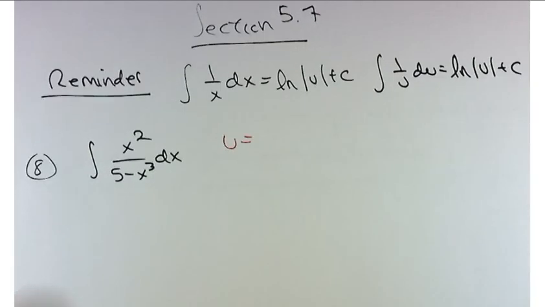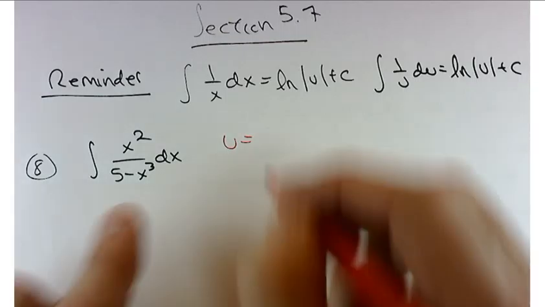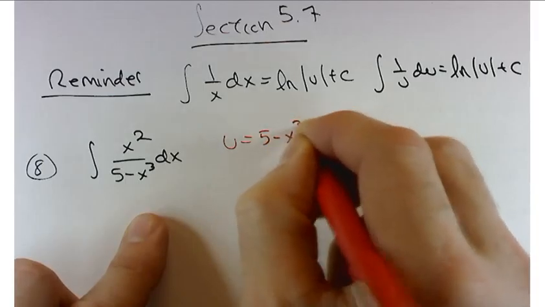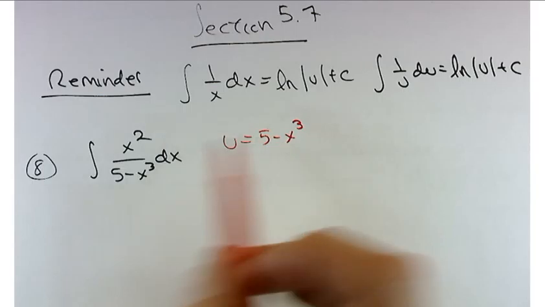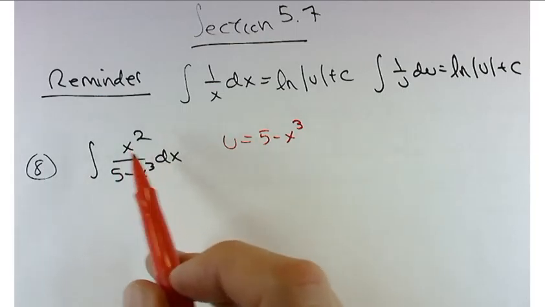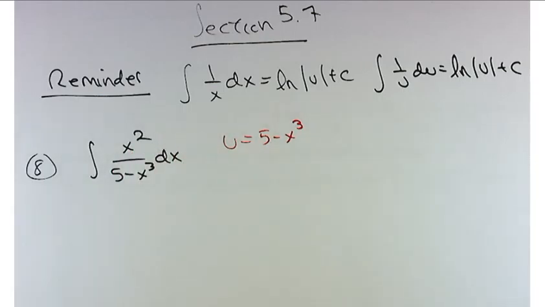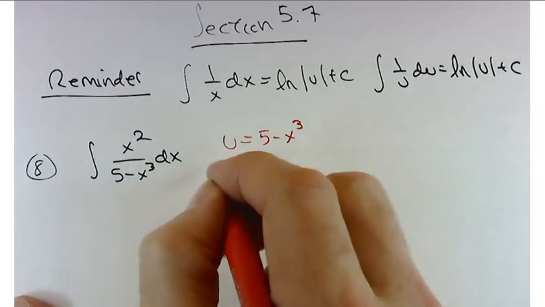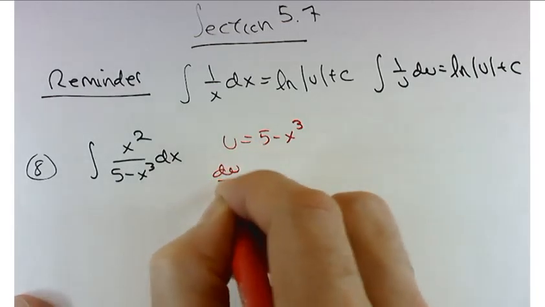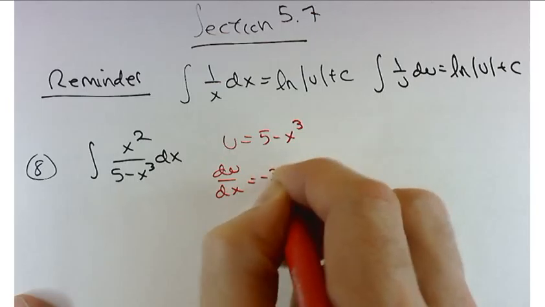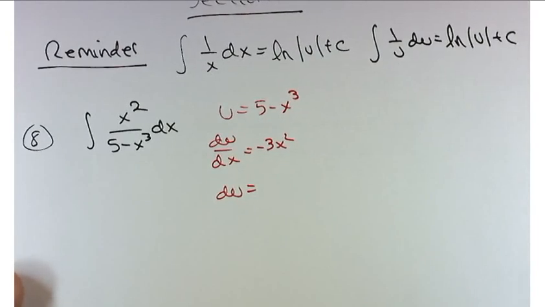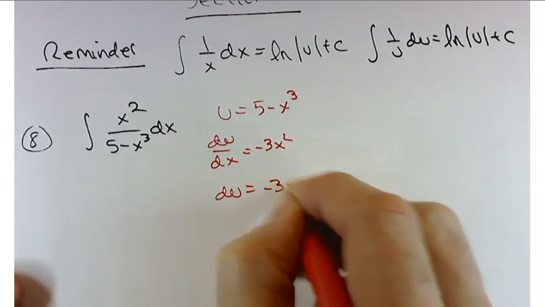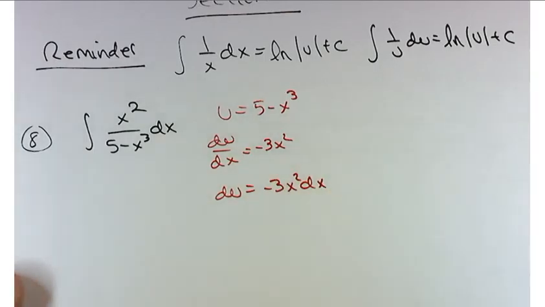Does anything suggest itself? 5 minus x cubed. Perfect. The nice thing about that is that when I differentiate a cubic polynomial, I get a squared polynomial. And you see that squared polynomial in the numerator. So I'll do it the long way once. du by dx equals negative 3x squared. Multiply by dx and get negative 3x squared dx.